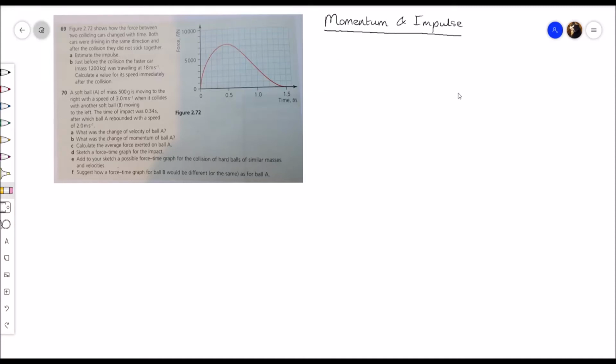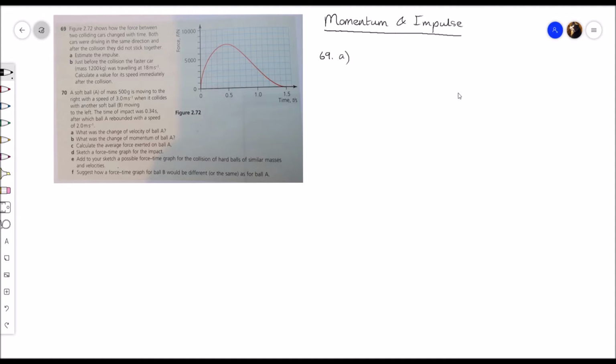Hello. I thought I'd go through some of the questions that you were doing in class, just so that if you found any of them difficult, you could have a look here and hopefully work out how to do these with impulse. So the first one I was going to do was number 69.